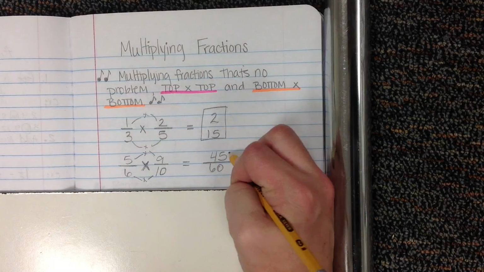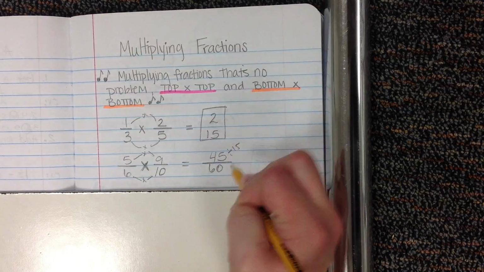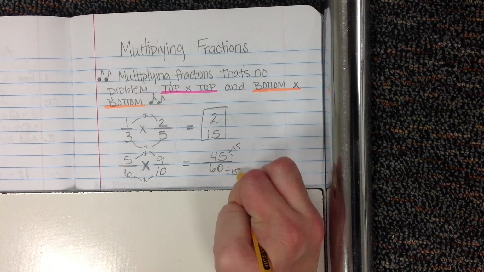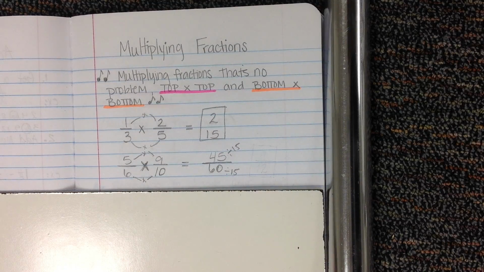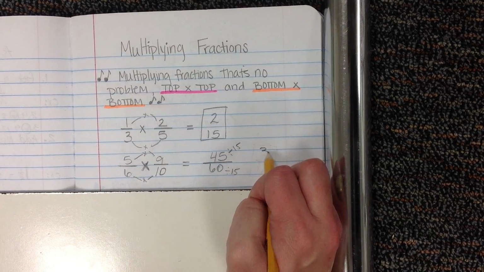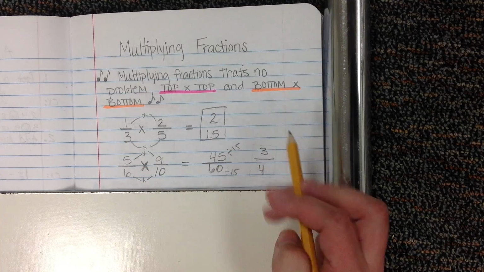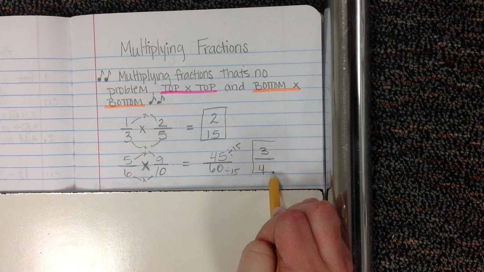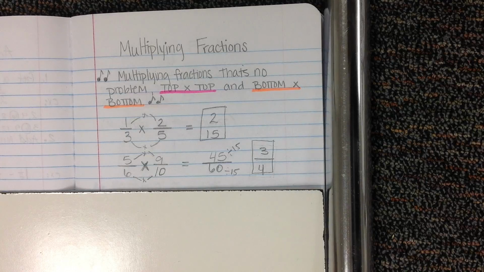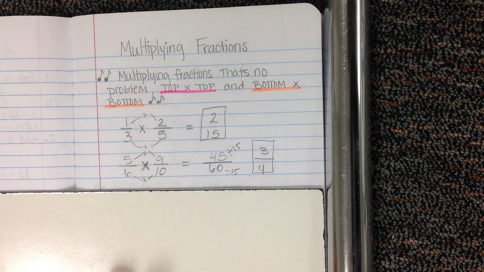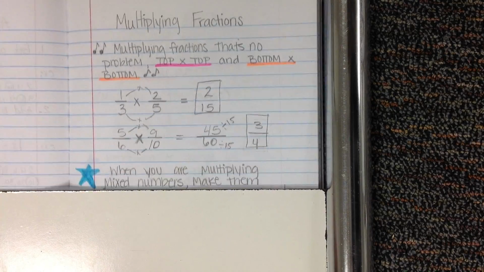Now, I know that I can divide each of these values by 15. If you didn't see that, maybe you would start by dividing by 5 and then divide by 3. But I know that 15 times 3 is 45, and 15 times 4 is 60. So this fraction simplifies down to 3/4. But all I did to get that was top times the top and bottom times the bottom.